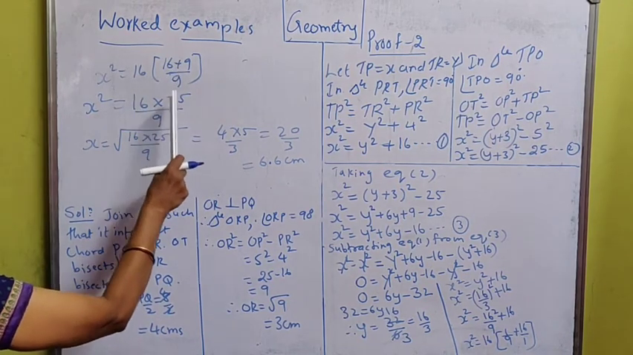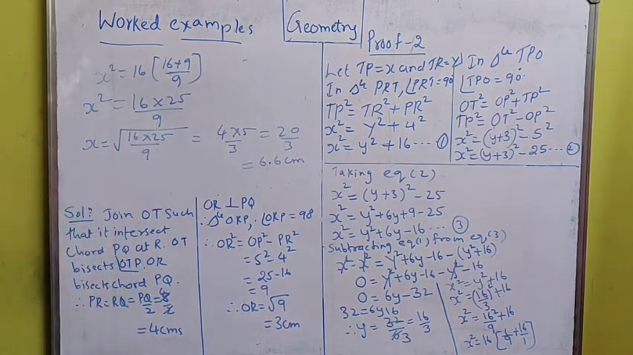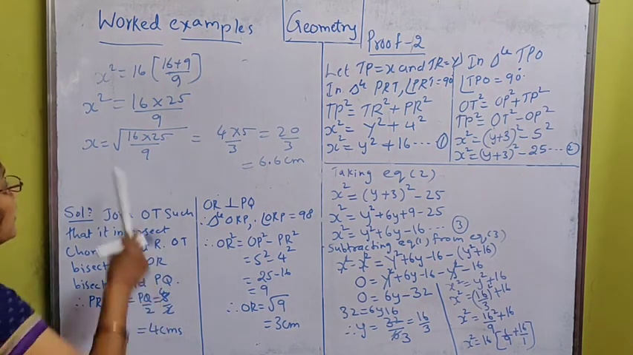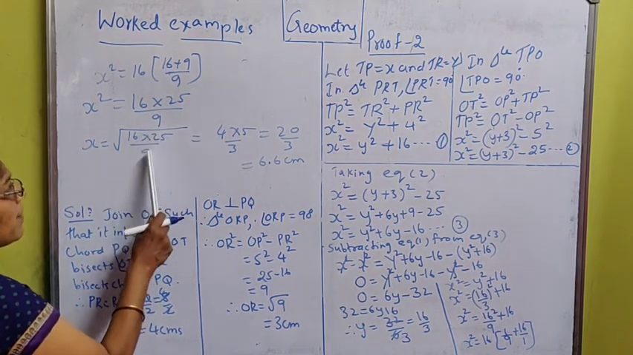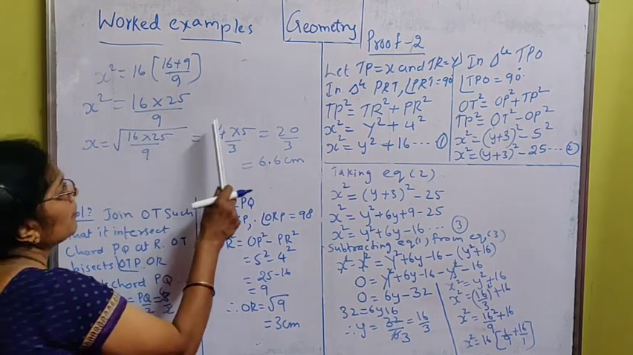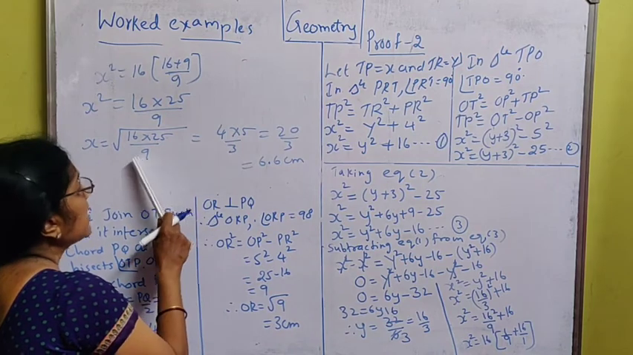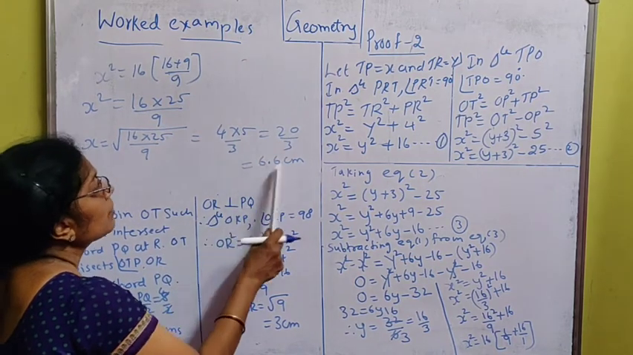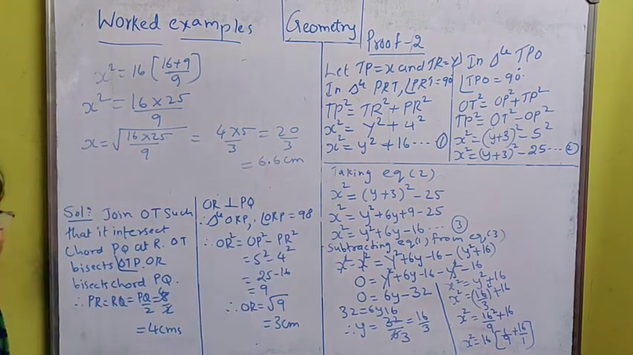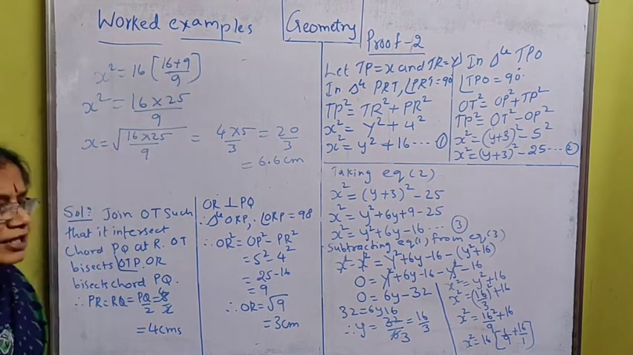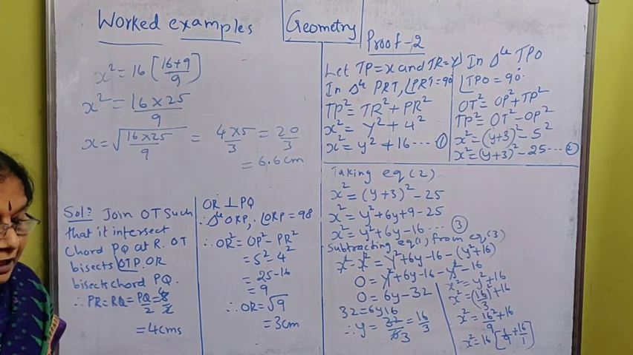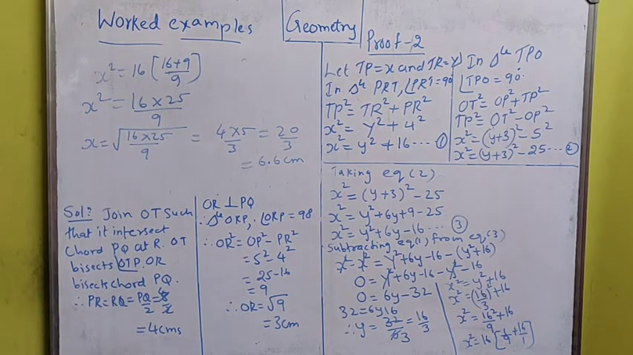16 is a perfect square, 25 is a perfect square, 9 is a perfect square. No need to multiply. You can directly take out the square root. So x is equal to square root of 16 into 25 by 9. 16 square root is 4, 25 square root is 5, 4 into 5 divided by 9 square root is 3. So 20 by 3 is equal to 6.6. So you got the same answer whatever you got in proof number 1. So this ends our worked example, that is number 3. Now we will go to the exercise.